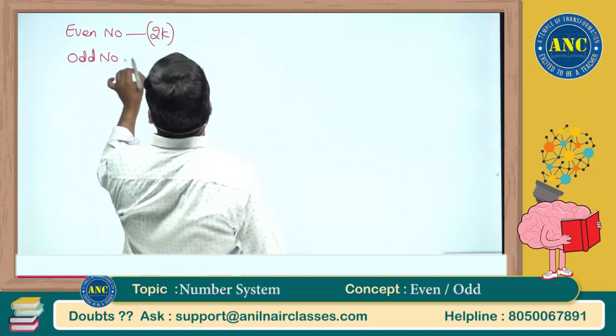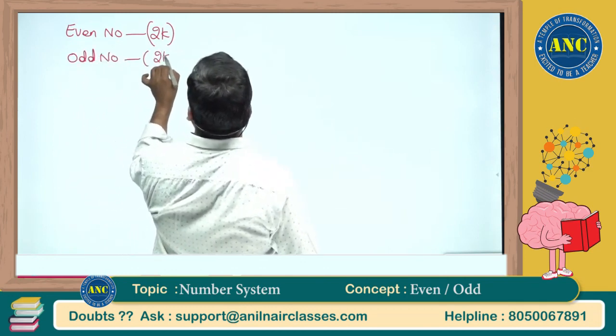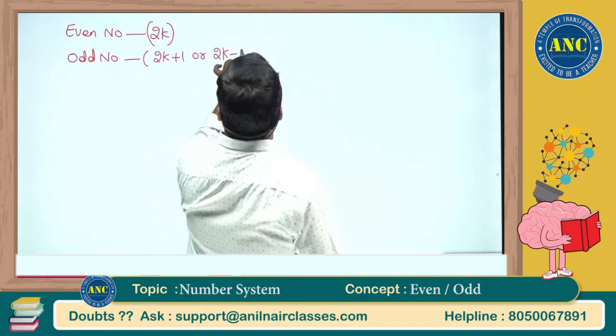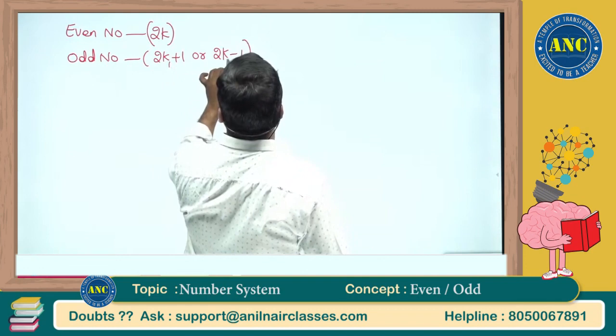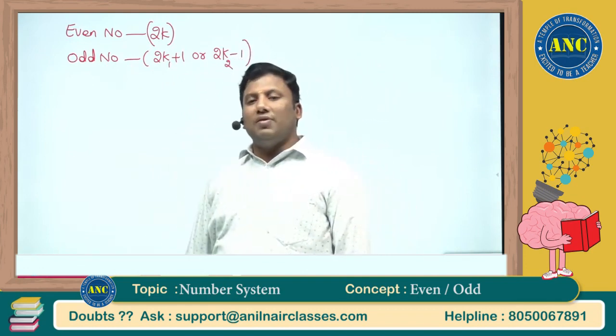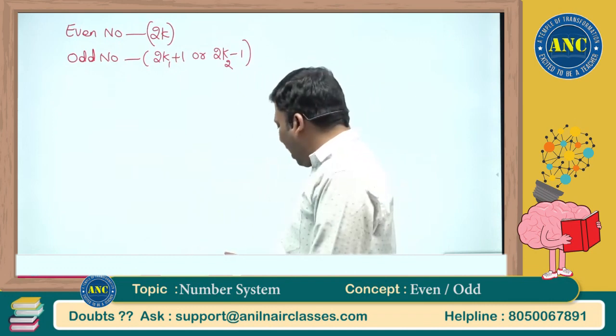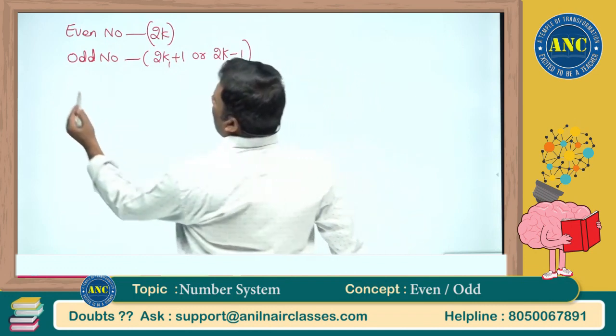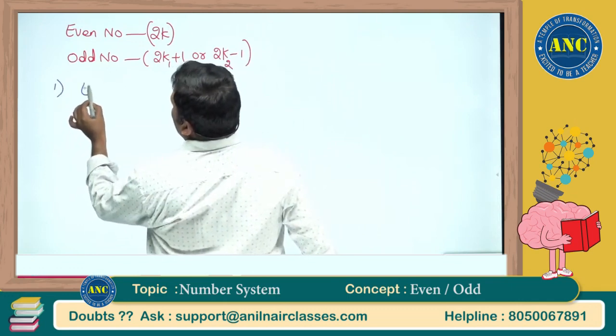An odd number is of the form 2k plus 1 or 2k minus 1. You might get confused whether the k value should be the same, so I will take k1 and k2. Let me do addition first. Let me take the same parity.